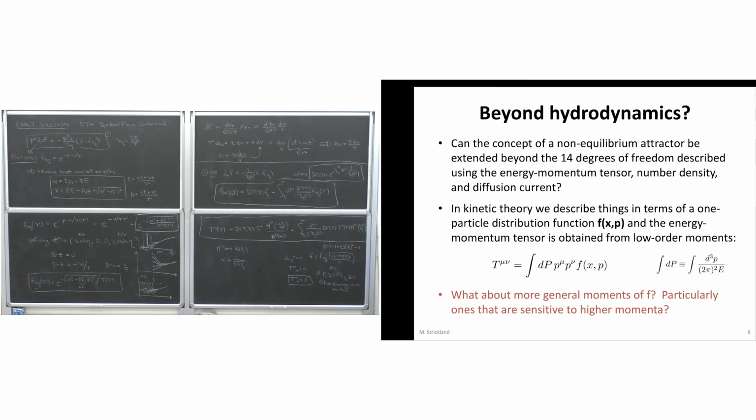What would happen if we start putting more powers of P in here? Well, what happens in practice is that this integral becomes more sensitive to the high momentum part of this one particle distribution function. The fewer powers of P over here, the more I'm dominated by the low momentum part because this thing is rapidly falling in momentum space. So we might want to look at higher moments of the one particle distribution function to see what high momentum modes are doing. And that will go beyond hydrodynamics.